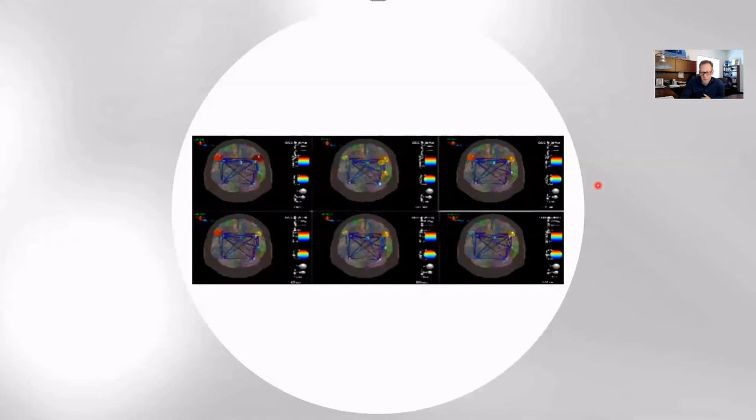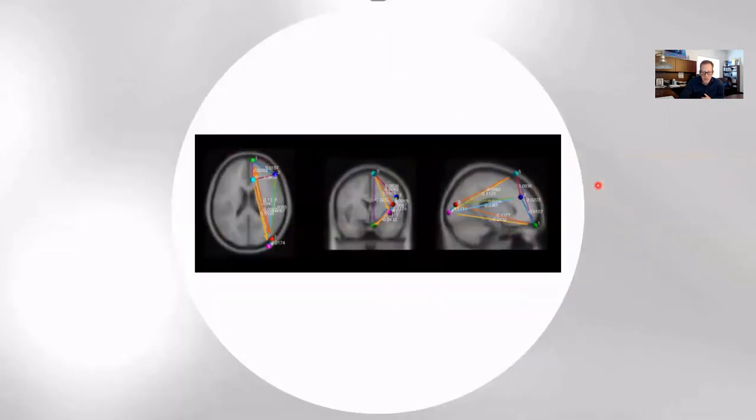This is our measure of effective connectivity. And back to our previous webinar, this uses the metric of partial directed coherence, for those of you who are interested in knowing that information.